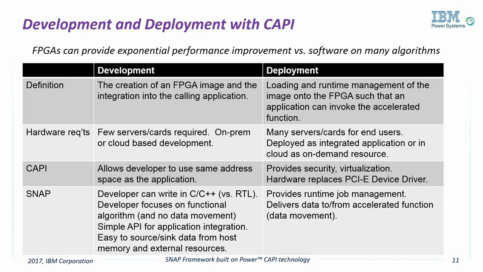As we've been discussing, the CAPI Snap row points to the ease of creating an accelerated solution via the focus on actions and the simple API. And in deployment, CAPI Snap handles the job management and the data movement.